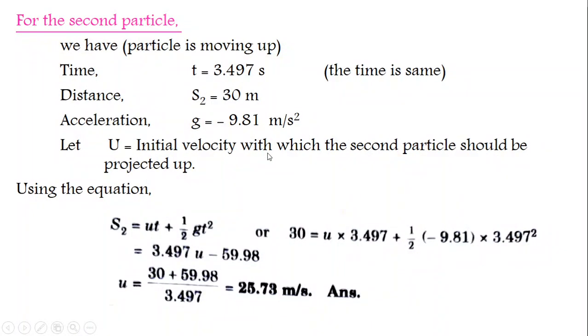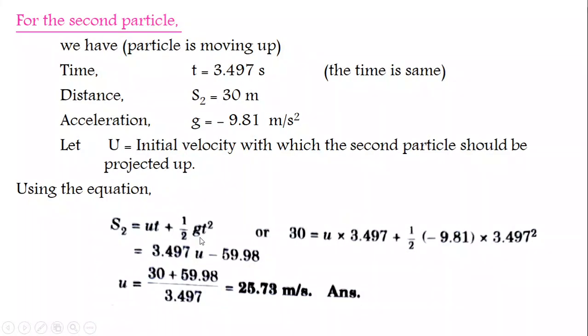Now we have to find the initial velocity with which the second particle should be projected upward from the bottom. Using the equation s2 equals ut plus half g t squared, here s2 equals 30 meters, u we have to find, and t equals 3.497 seconds.